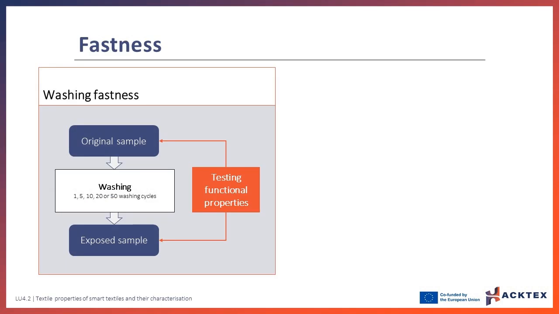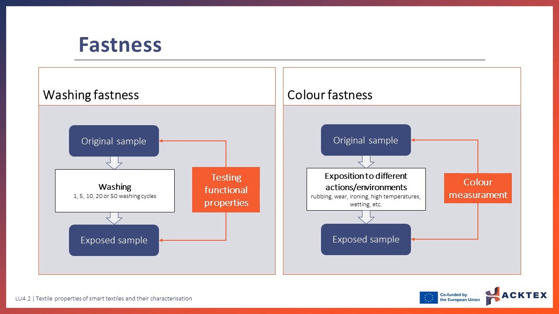In smart textiles for clothing and for home textile applications, it is very important to determine the resistance of the textile's performance after subjecting it to washing. Washing fastness test consists of subjecting the fabrics to several washing cycles, usually 1, 5, 10, 20 or 50. Color fastness is the measure of the retention of textiles' original color, when they are exposed to different actions or conditions under use, like light, washing, rubbing to different surfaces, wear, ironing, high temperatures, perspiration, water, or seawater, among others.